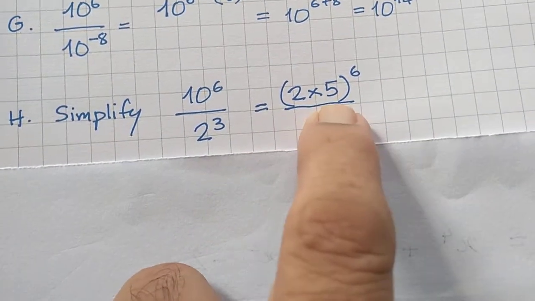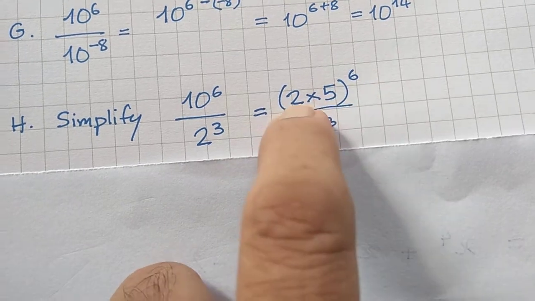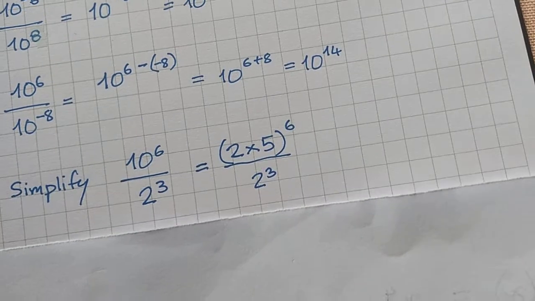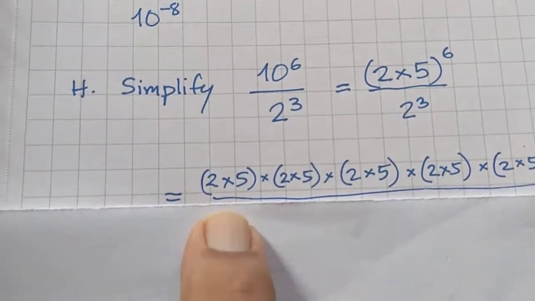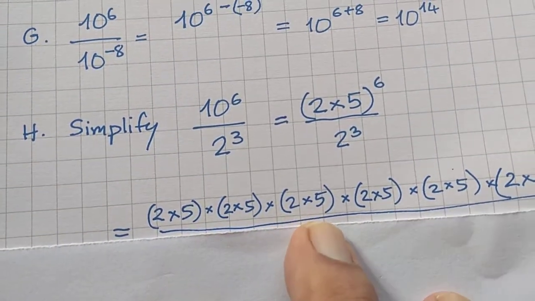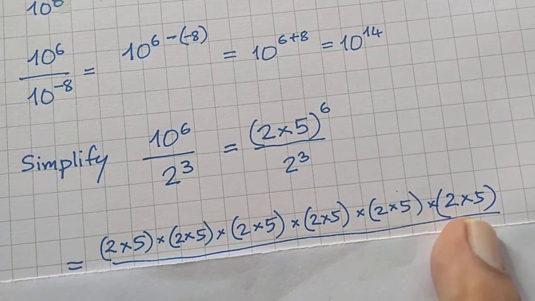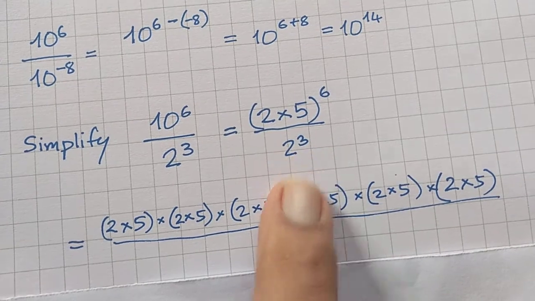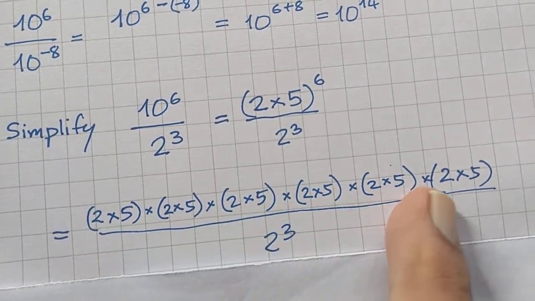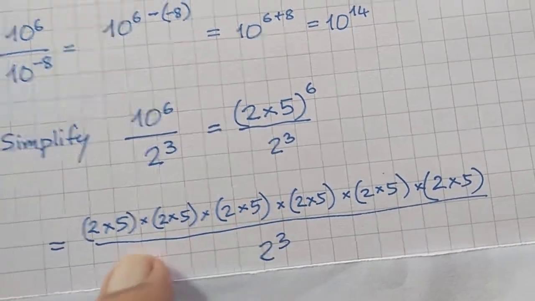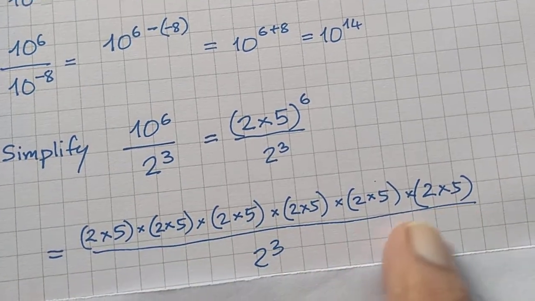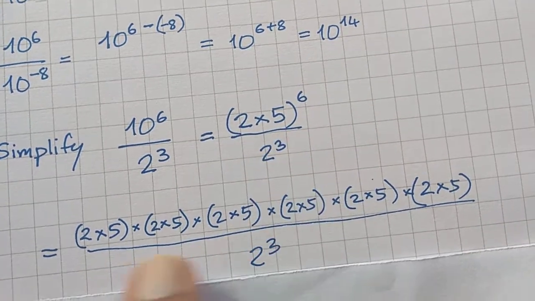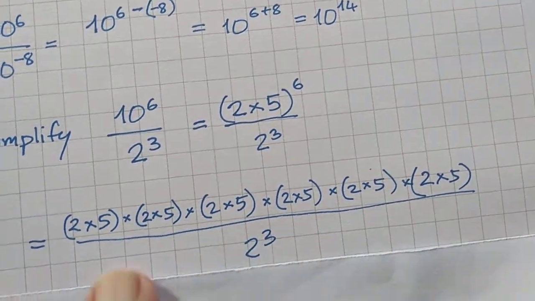What does it mean? 2 into 5 to the power 6 means you have to multiply 2 into 5, 6 times. So indeed I have taken the trouble of writing it out here. 2 into 5 into 2 into 5 into 2 into 5 into 2 into 5 into 2 into 5 into 2 into 5 divided by 2 to the power 3. Now I put brackets just for the sake of convenience, because they are all multiplications. I could have omitted the brackets, but just to make it clear that I am multiplying 2 into 5 by itself 6 times, I have drawn the brackets.